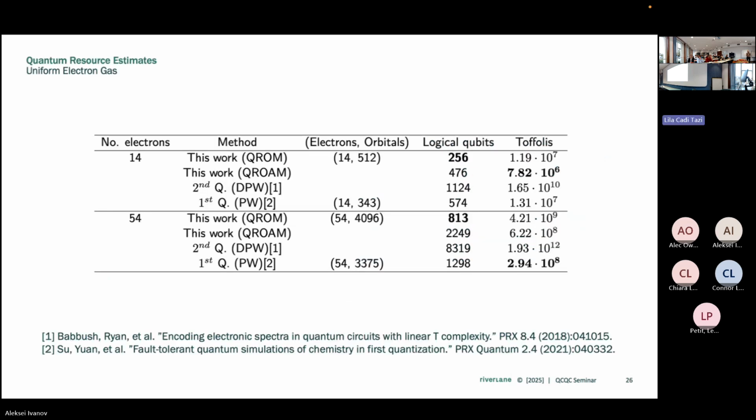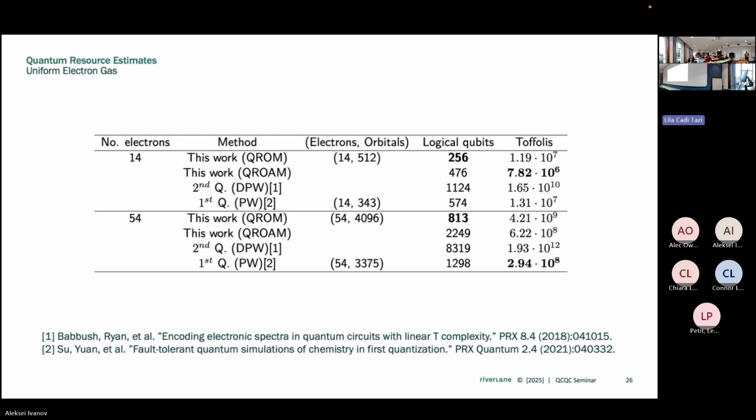And then we carry out some resource estimates. Basically, we took these algorithms and calculated how many gates you need, how many qubits you need. This is for the uniform electron gas with 14 electrons and 500 orbitals. To perform this algorithm, it depends on what you minimize. You can minimize, for example, the number of qubits you need. So you need around 256 logical qubits and around 10 to the power 7 Toffoli gates. It is an improvement as compared to previous work, and a significant improvement as compared to second quantization.